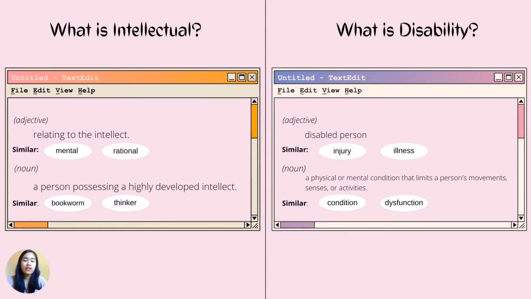So first of all, what is intellectual and what is a disability? Intellectual is relating to the intellect, which is a person possessing a highly developed intellect. On the other hand, a disability can be described as a disabled person, which also means a physical or mental condition that limits a person's movement, senses, or activities.